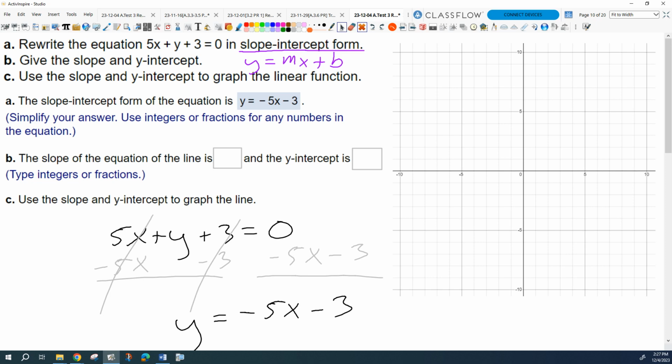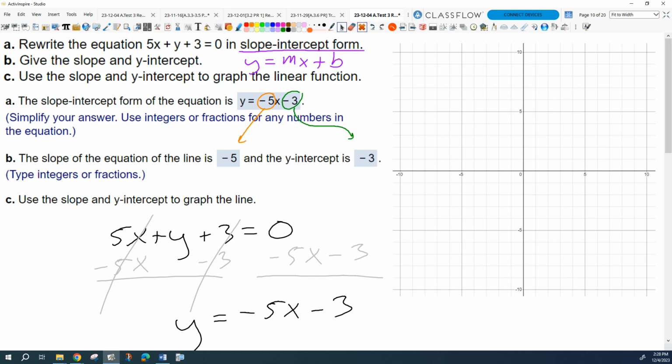What's the slope? Compare those. What value would I have to plug in for m to get that? -5, right? When it's in slope-intercept form, the slope is always the number in front of x. So the slope is -5. What's the y-intercept? -3, because the y-intercept is just the constant that we're adding at the end.